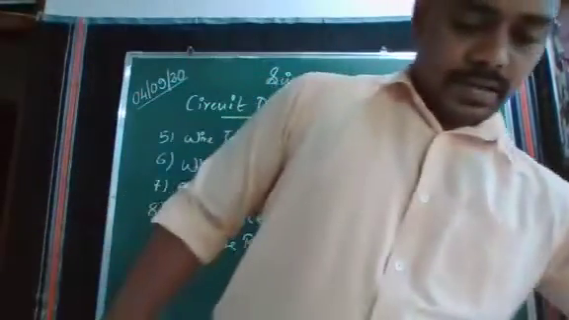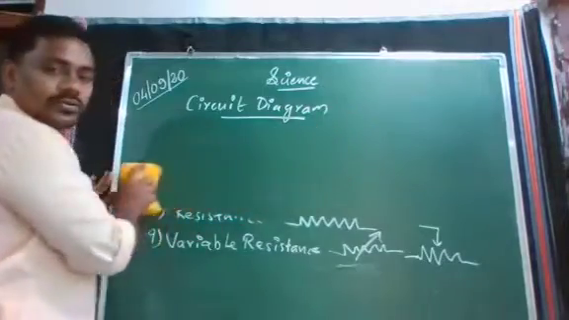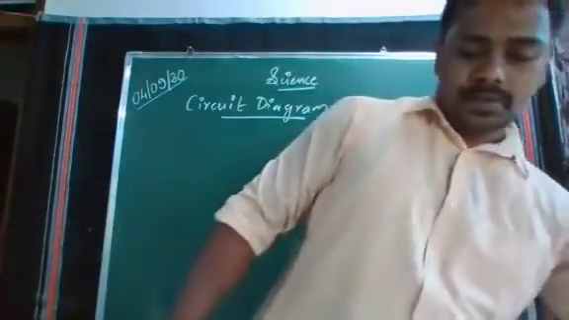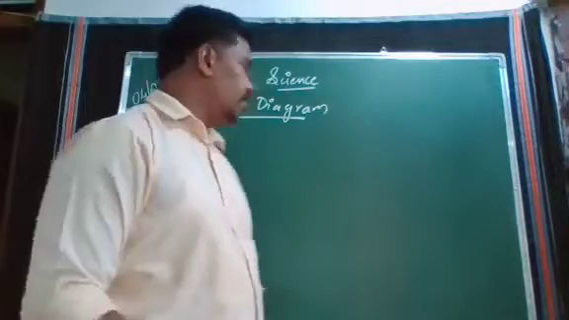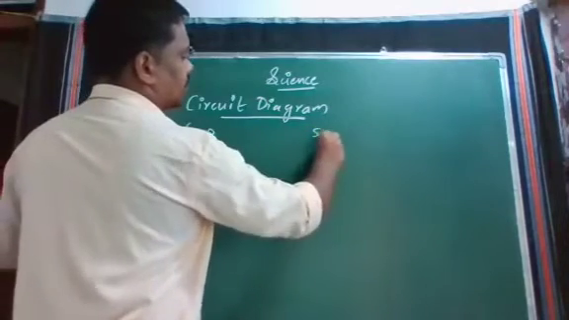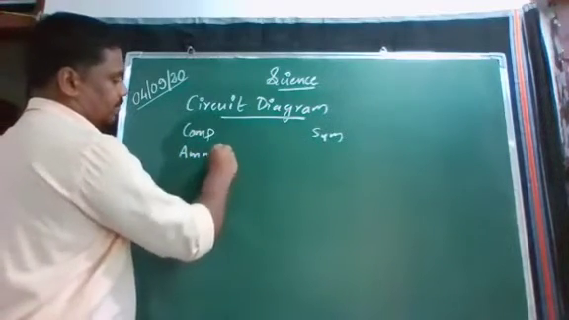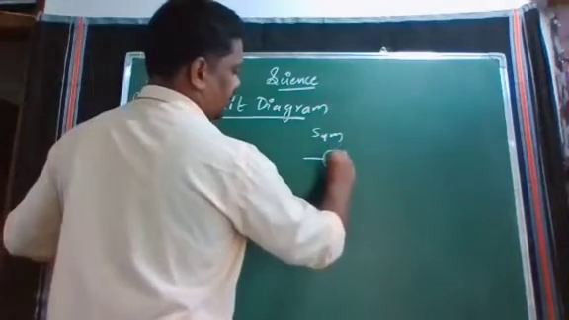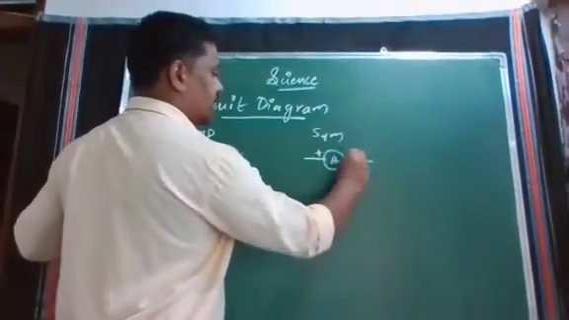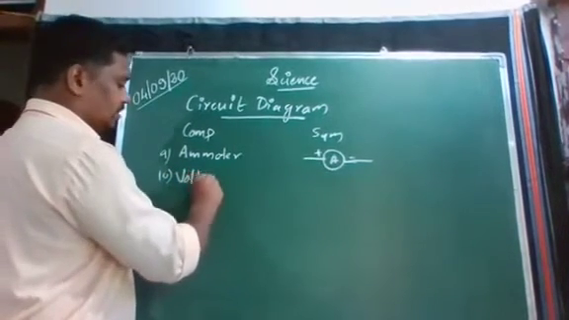Then ammeter and voltmeter. How to give the symbol of ammeter? This is the ammeter, with positive and minus side. Then finally we go to the voltmeter. How is it drawn? V.